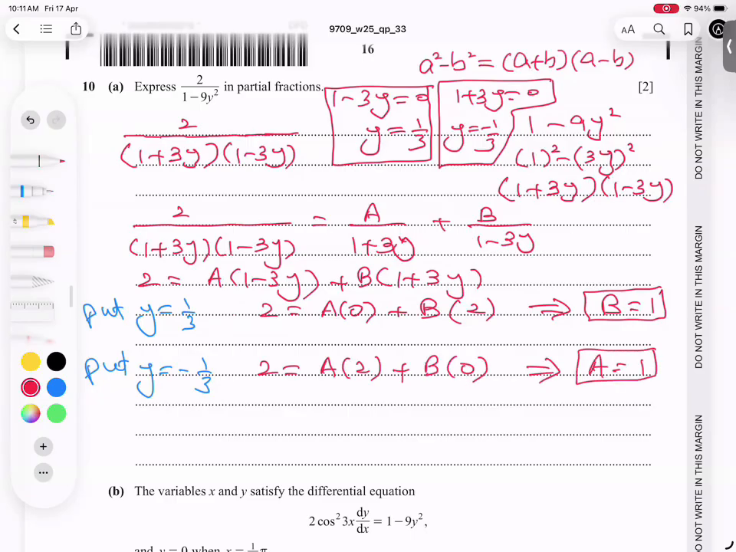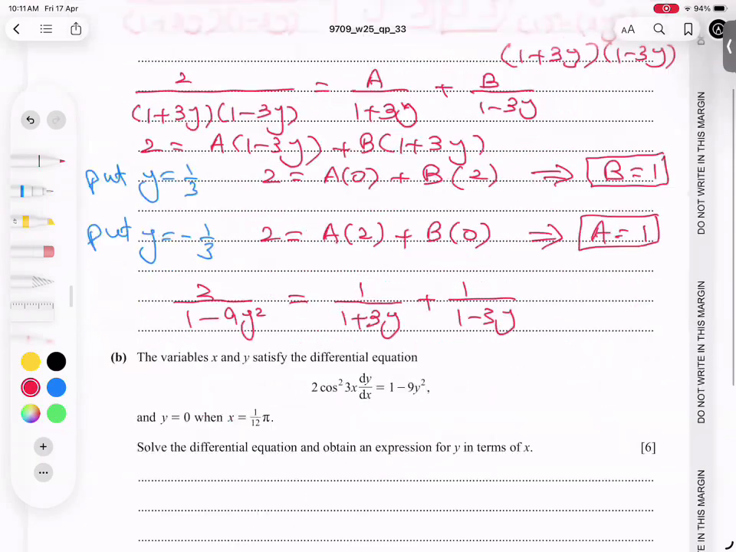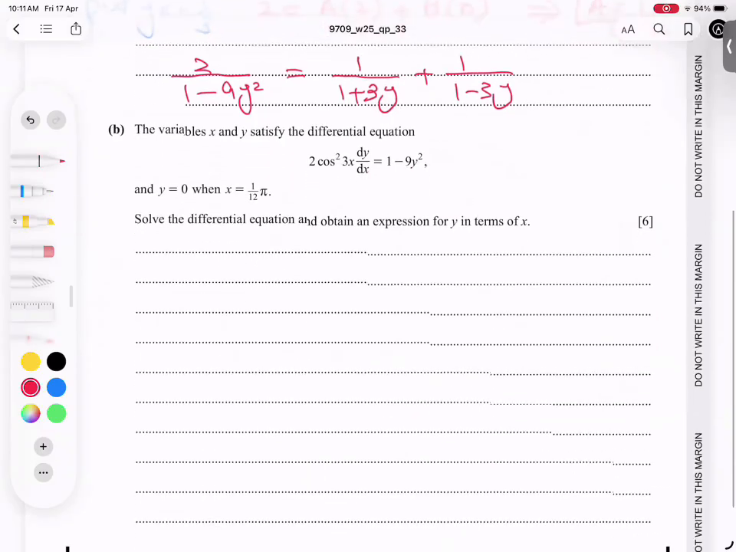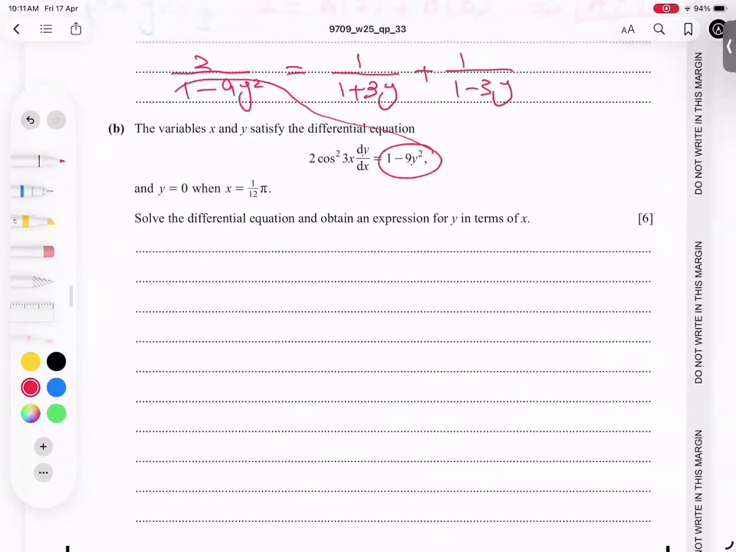Put back in the equation here, and finally I can say I got 1 over 1 minus 9y square is equal to 1 over 1 plus 3y plus 1 over 1 minus 3y. So the partial fraction is done. Now let's try to do the lower part. Lower part, definitely it has a connection. You can see even this is available there.